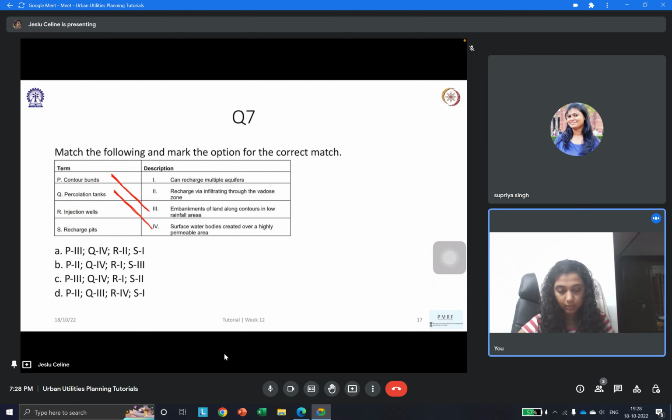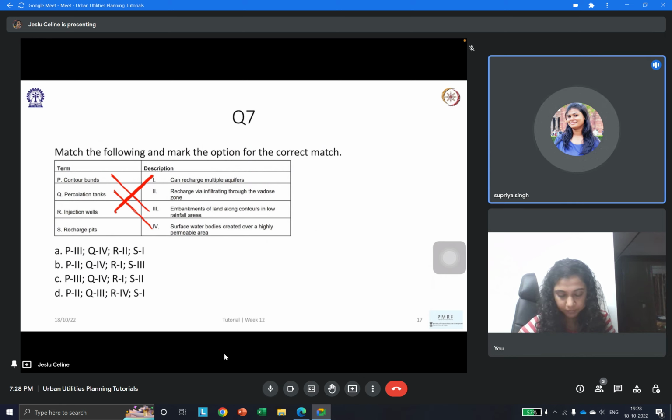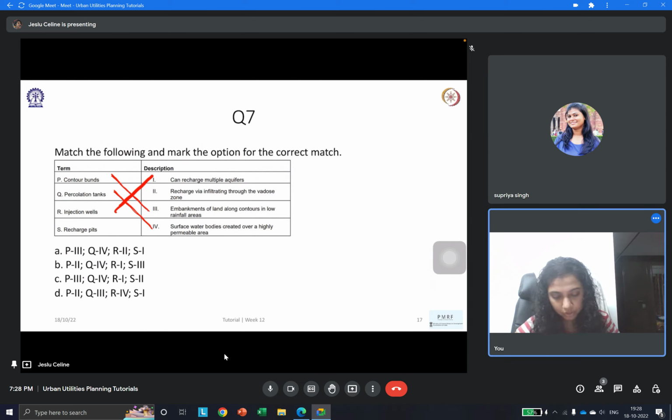R is 1, that is, can recharge multiple aquifers. Yeah, correct. And then S is second, obviously. So recharge pits recharge by infiltration through the water. So yeah, these are correct.